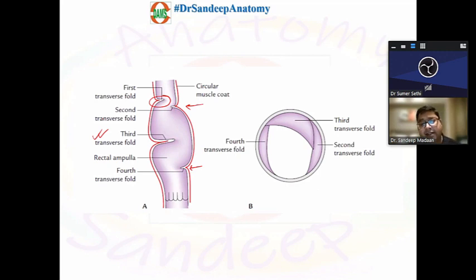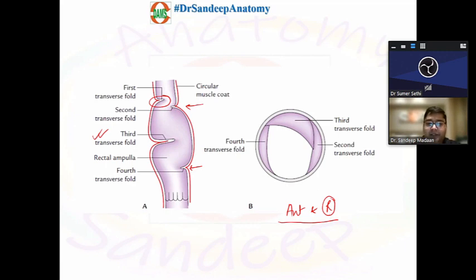So what exactly is the position of the third fold? That you have to remember: the junction of the anterior and right wall. That junction is important. So that is why we know the third fold is present in this direction. If at all you have to pass an instrument, you will do it in the left lateral position so that you don't injure this fold. Otherwise, the feces-holding capacity will be gone. So that is not desired, right?